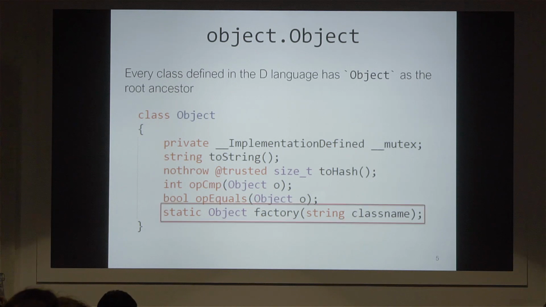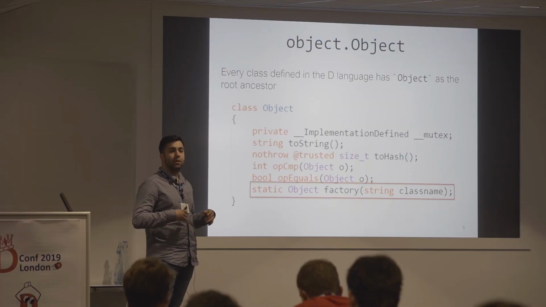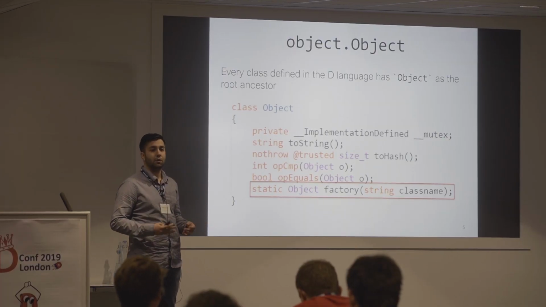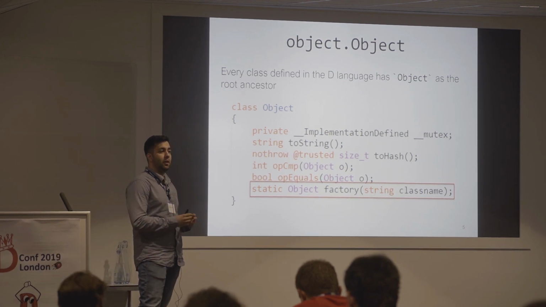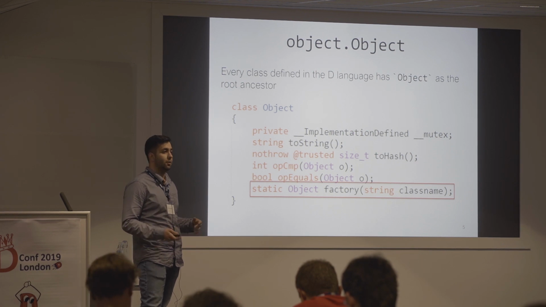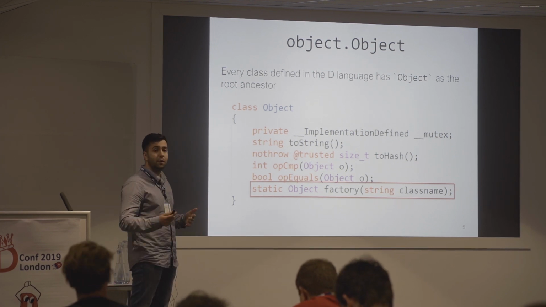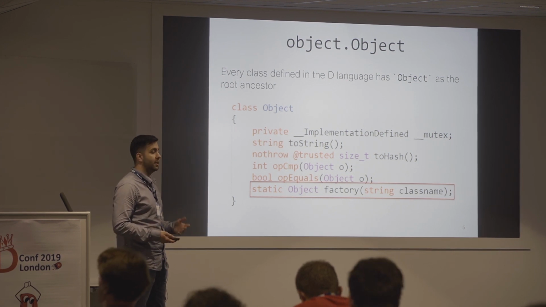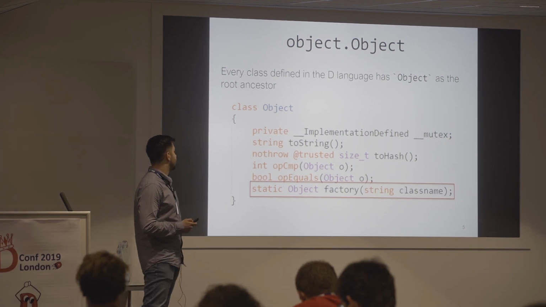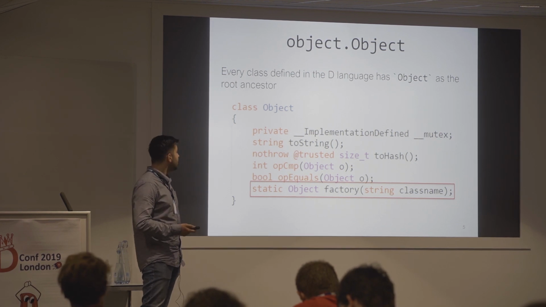The first one is that the object class also has a static factory method that enables you to create an instance of any class. The problem with this factory method is that it creates a lot of code bloat. In order to make it work, it needs to know the type info of every class in your program in order to maybe call it in the future. And there aren't many calls in Phobos, for example, that actually take advantage of the factory method. So this should be opt-in at best.